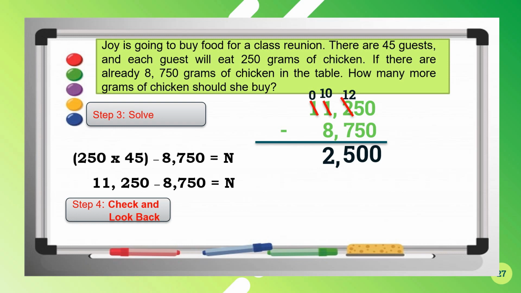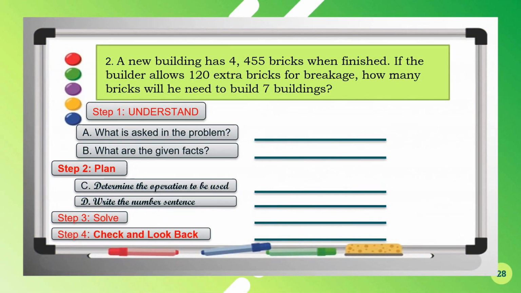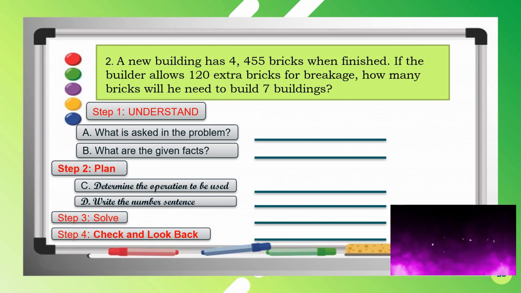Step 4 is check and look back. So we need to write our answer in a complete sentence. Joy needs to buy 2,500 grams of chicken. Did you get the correct answer? Good job! Let's try to practice again in 3 minutes. Answer this word problem.